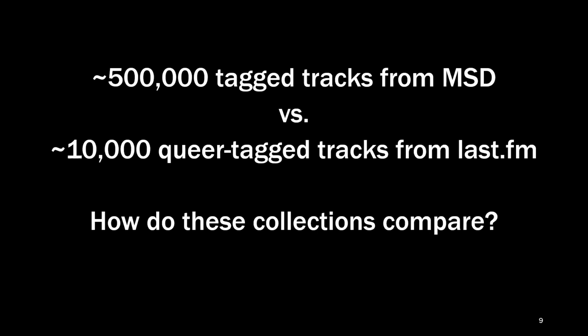So from this I have two datasets. The first, which I'll just refer to as MSD, is a dataset comprising all of the tracks with at least one user tag from the million-song Last.fm dataset. And the other is a set of about 10,000 songs, where I went to Last.fm and I queried it for any song that used any of the queer tags that I found in the million-song dataset.